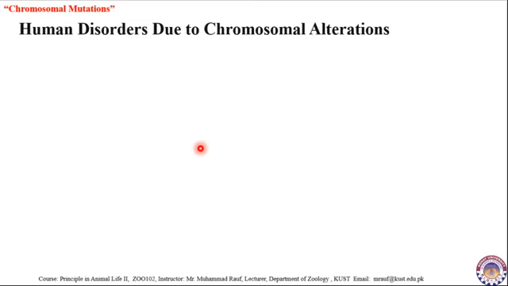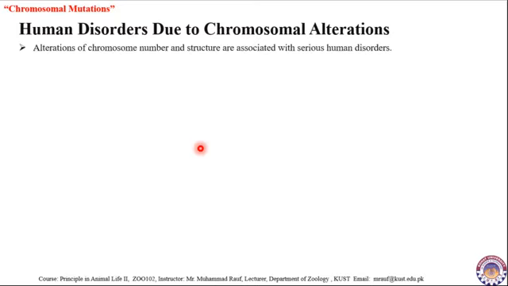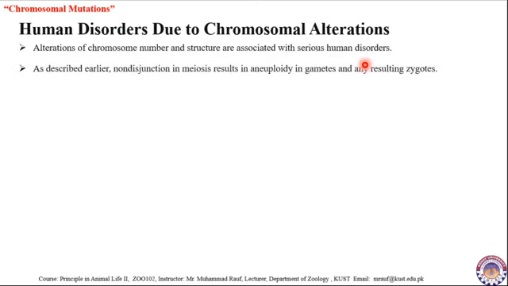Now what are the different consequences of chromosomal mutations in humans? Alteration of chromosome number and structure are associated with serious human disorders. As described earlier, non-disjunction in meiosis results in aneuploidy, meaning either a chromosome copy is missing or in excess.